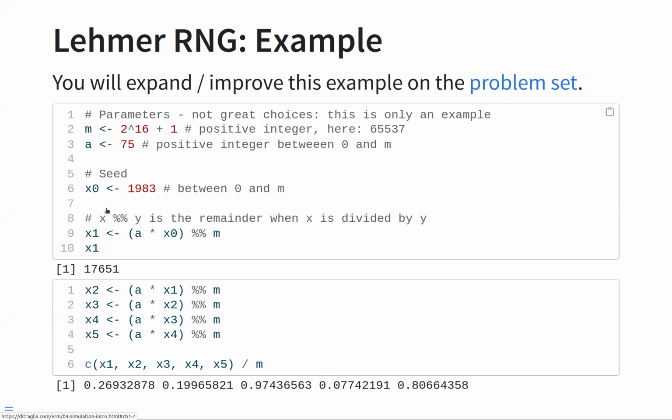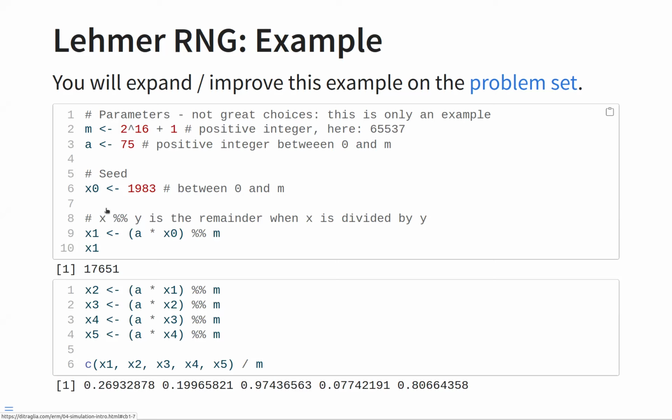So let me show you a little example now. I'm going to need to choose some parameters m and a. These are not the best choices in the world, but they'll work for the purposes of illustration. So I've set m, which remember needs to be a positive integer, to 2^16 + 1. That is 65,537. And I have set a, which needs to be a positive integer between 0 and m, to 75. Just for fun, I'm going to take the seed, which needs to be between 0 and m, equal to the year in which I was born.